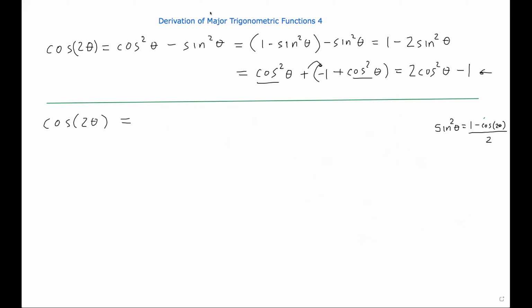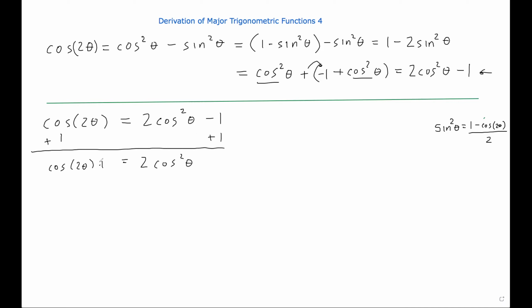Okay, using a similar methodology, we're going to set cosine of the double angle equal to 2 times cosine squared theta minus 1. So first thing, we'll add the 1 to both sides. So we add that 1 to both sides, we get 2 times cosine squared theta set equal to cosine of the double angle plus 1. And I'm going to write that in reverse because this is what I want to solve for.